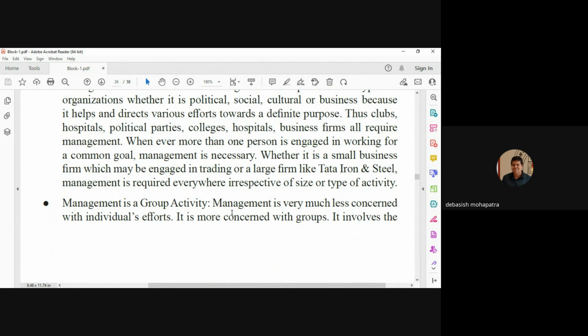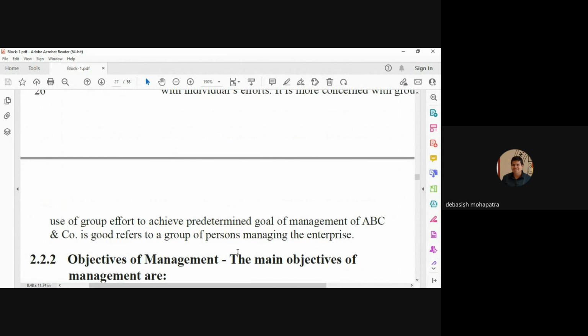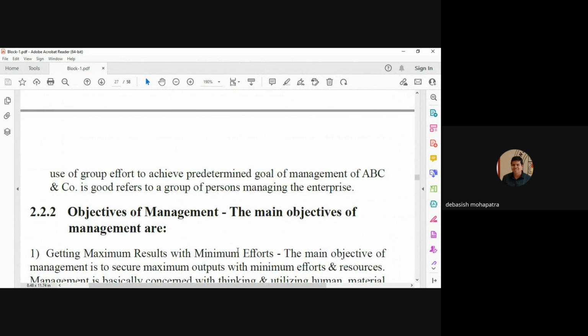Then, management is a group activity, meaning only one person cannot manage everything. It has to be a group. So it is much less concerned with individual effort. It is more concerned with the group. It involves the use of group effort to achieve the predetermined goals of management of ABC and Co.